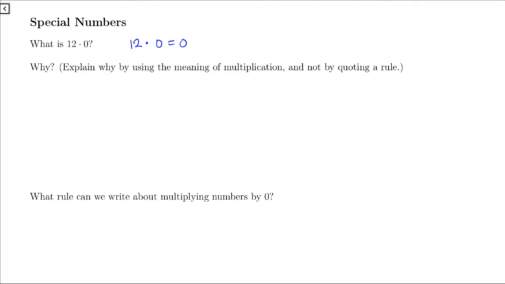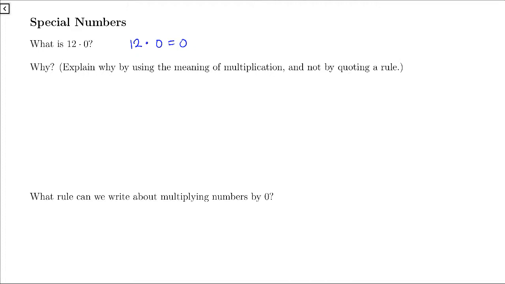Rather than remembering it as "anything times 0 is 0," the question is, why is anything times 0 equal to 0? Rather than looking at the bigger question, we can talk about this specifically in the case of 12 times 0. If we go back to the meaning of multiplication, multiplication is initially brought up as repeated addition.